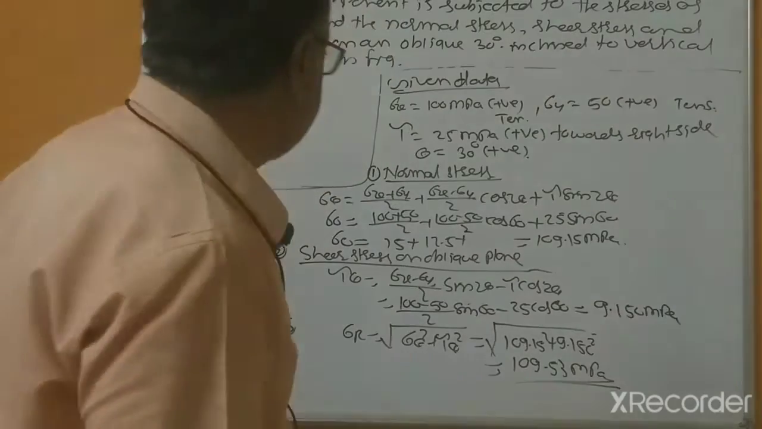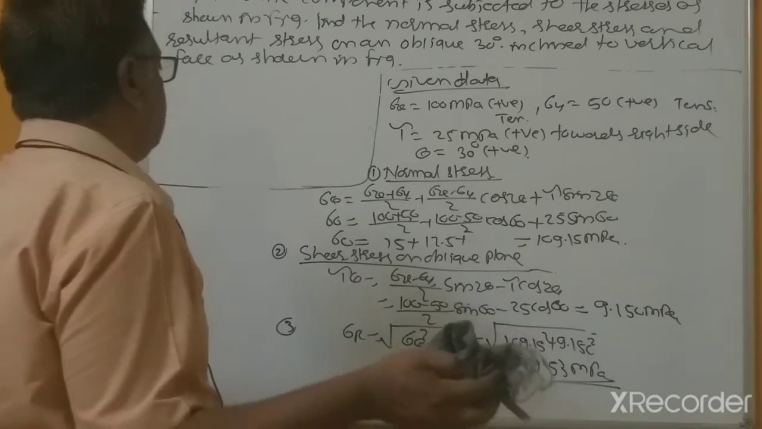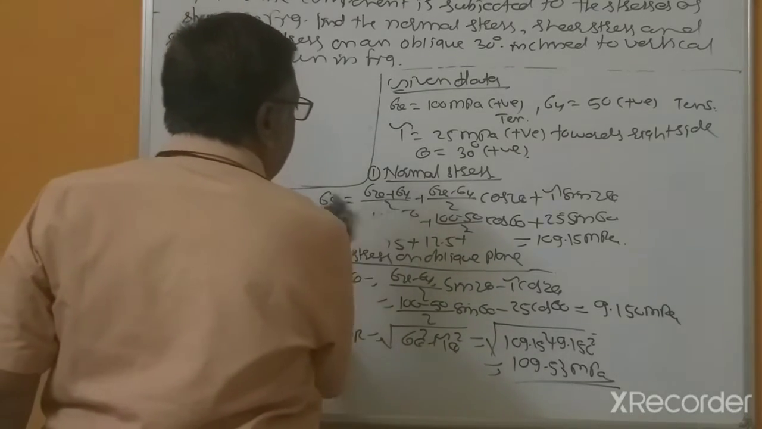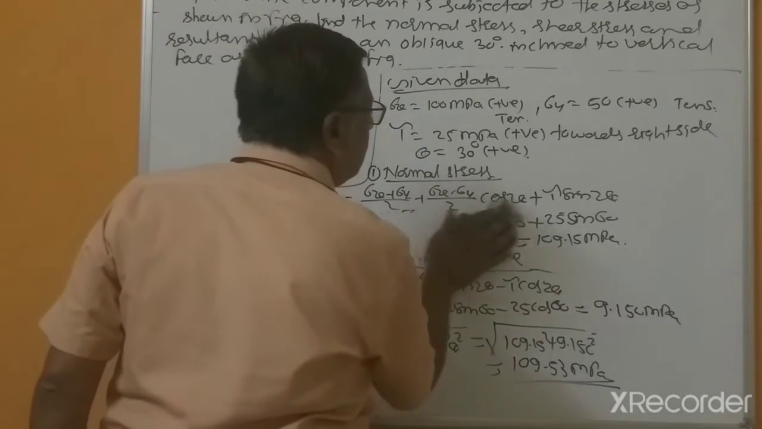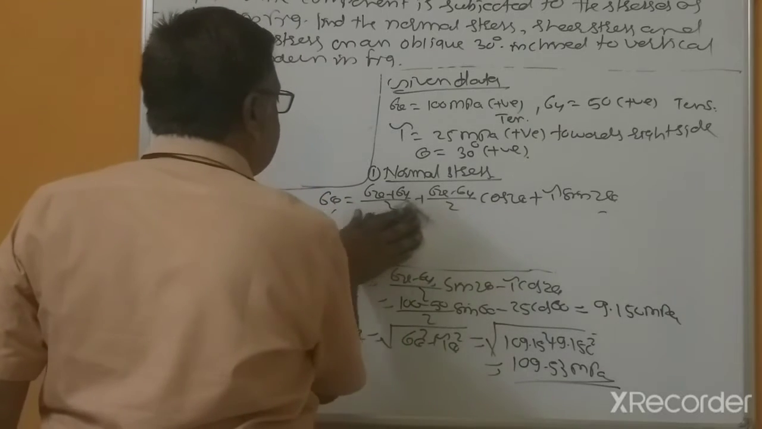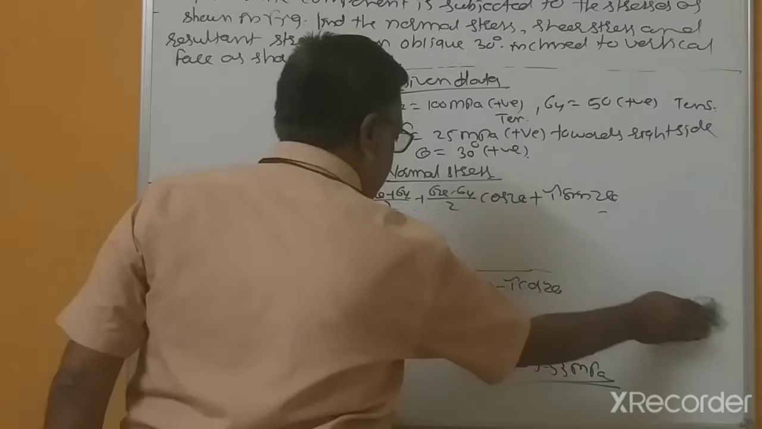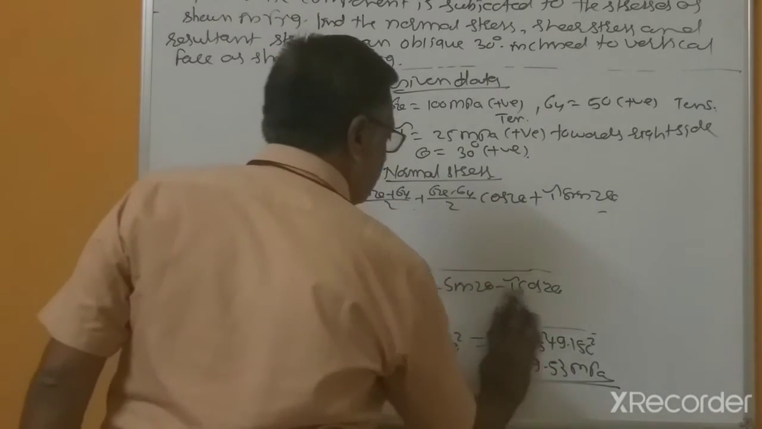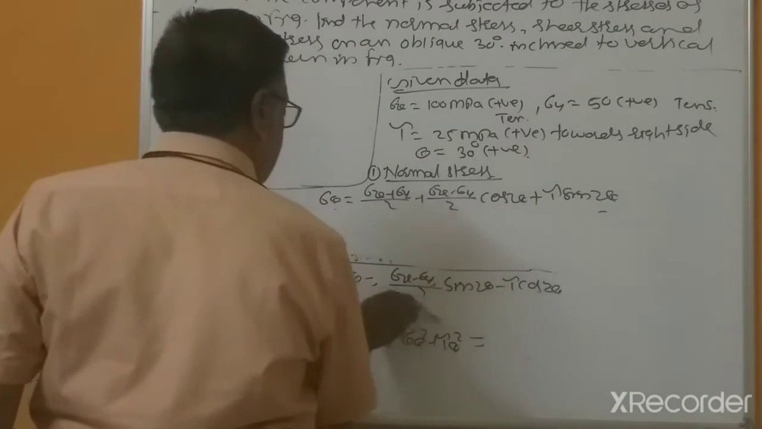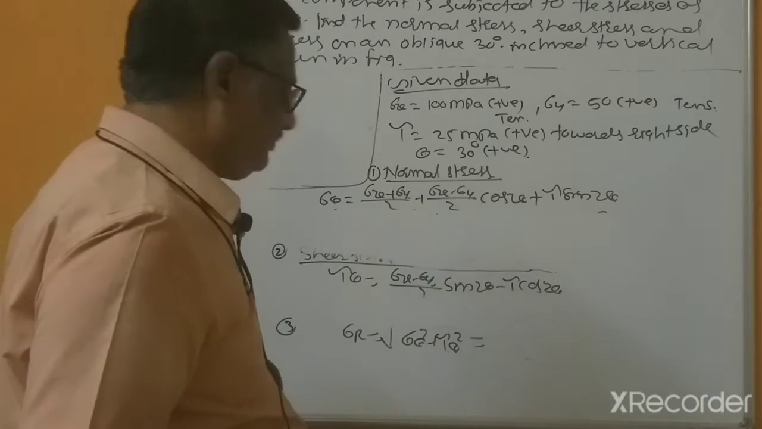So we have to erase all the data. So this is to be calculated. No need to erase, because we have to use the same formula. So that's why I am not erasing this. Only I will put in its values.